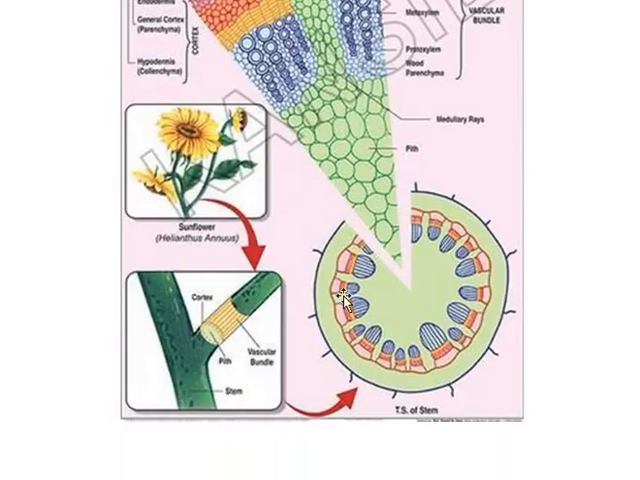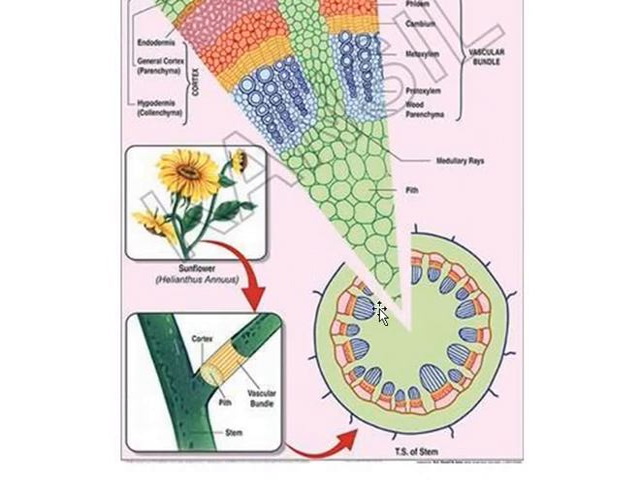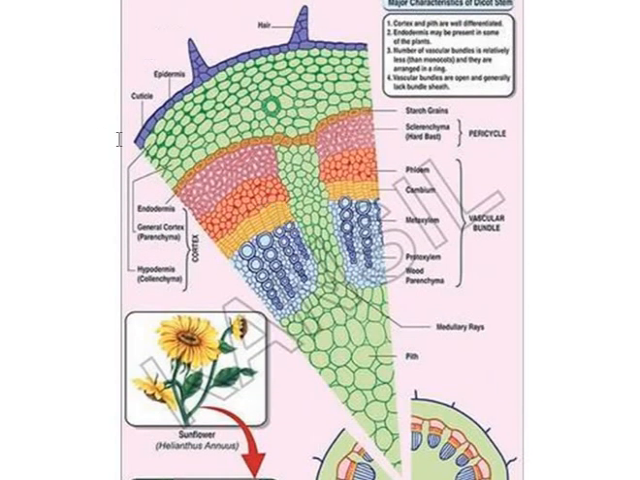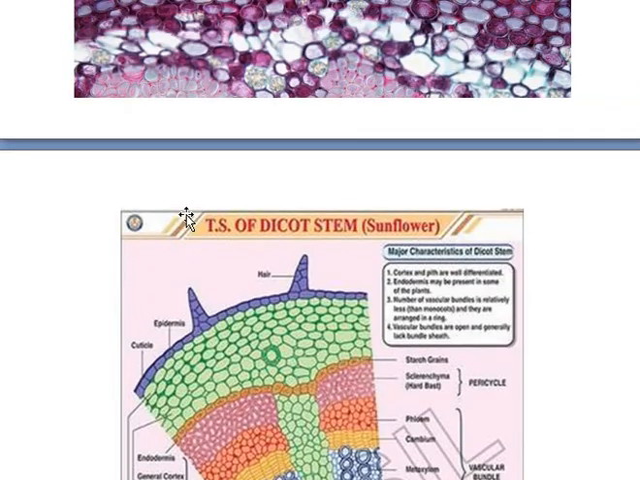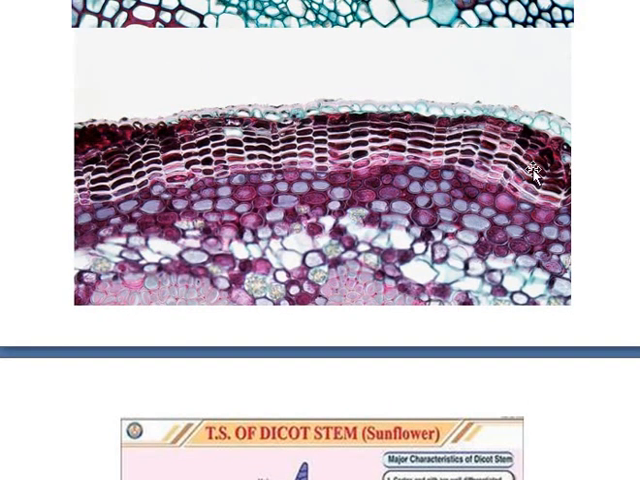Here you can see this is the section of the stem. A part of the stem has been shown here. So here you can see the outermost is the epidermis. Later on, this epidermis, which is present in the young plants, is replaced by multi-layered cork.